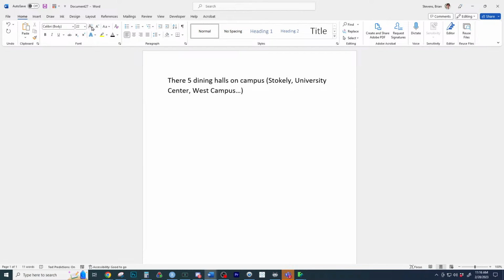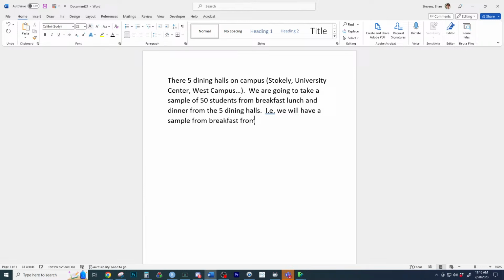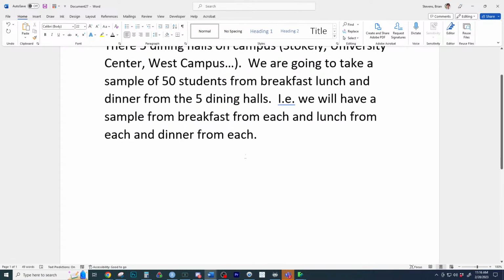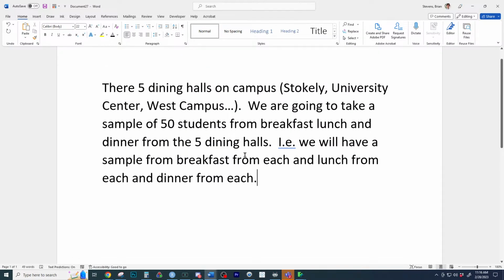Now, with these 5 dining hall options, we are going to take a sample of 50 students from breakfast, lunch, and dinner from the 5 dining halls, i.e., we will have a sample from breakfast from each, and lunch from each, and dinner from each. Now, can anyone identify what kind of sampling method this is?